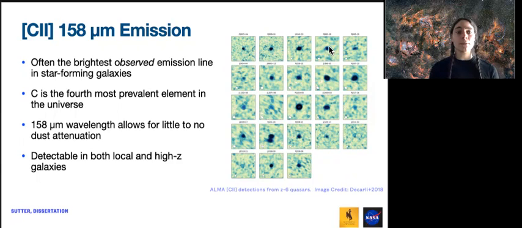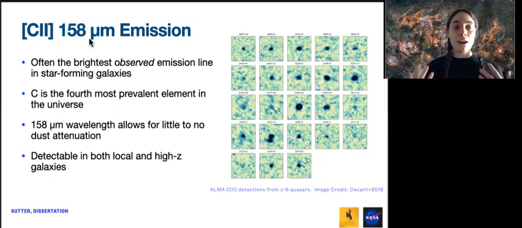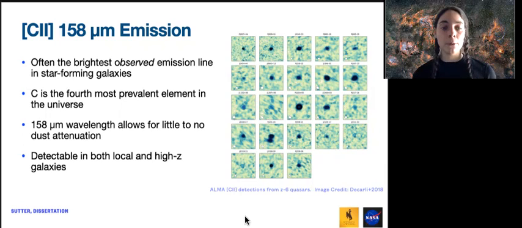Carbon-2 also is very bright because of its very long wavelength. So 158 microns, this is in the far infrared portion of the spectra. And what that means is that the carbon-2 line can blast through gas and dust with very little attenuation. Pretty much no attenuation unless you're in an extremely dusty galaxy. So we're seeing all of the 158 micron emission. We don't have to worry about correcting for dust attenuation if we want to measure the brightness of this line. And so this brightness of the C+ line makes it detectable both in the local universe as well as in really high redshift, distant universe galaxies. So as an example, these are some Atacama Large Millimeter Array C+ detections from redshift 6 quasars, and it's only a handful of what has recently become available through millimeter arrays.